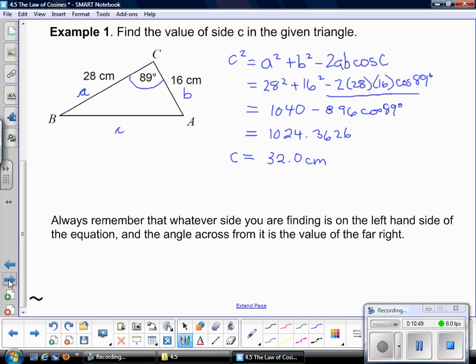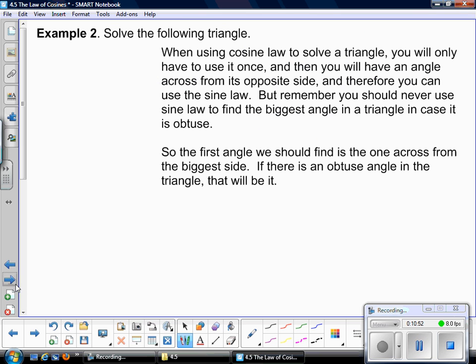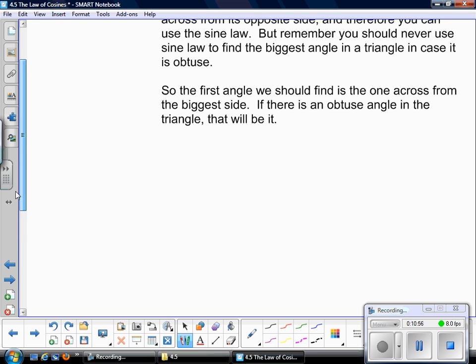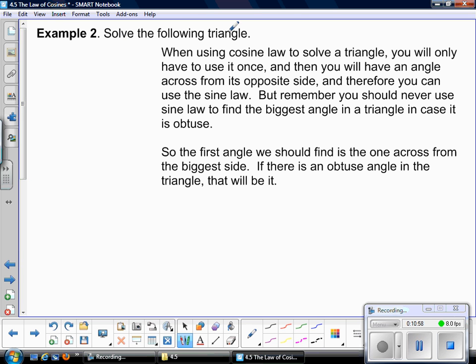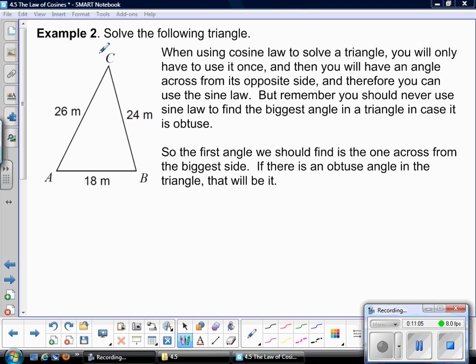All right, so let's go do another example. This is the last one for today. Solve the following triangle. Let's see the triangle that we need to use now. Here's the triangle they want us to look at. You can see I have 3 side lengths. That was the triangle that I showed from the other 2 pages.